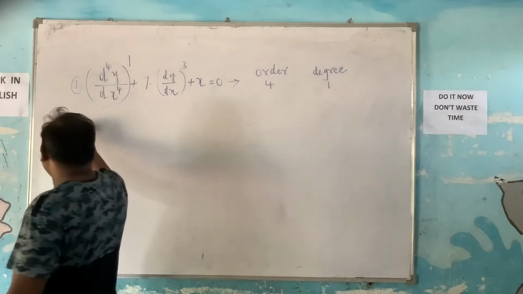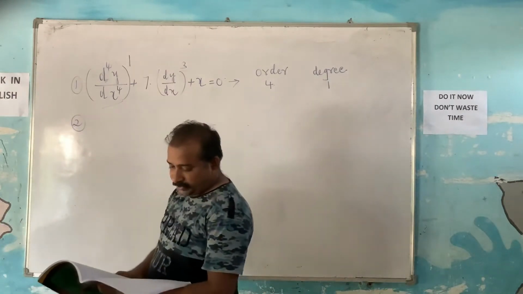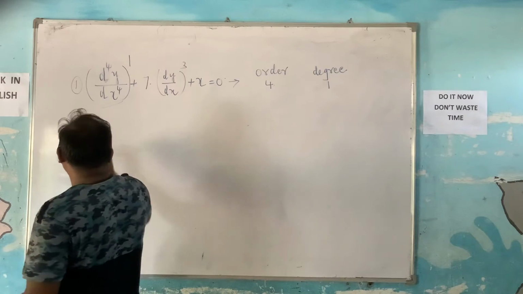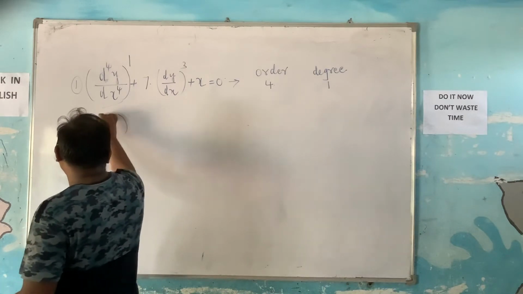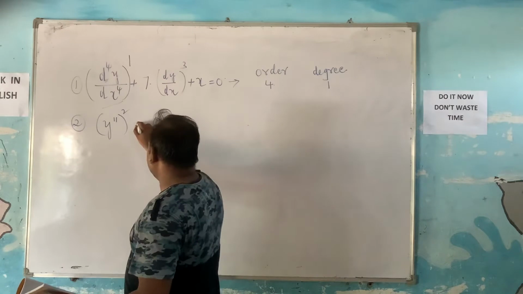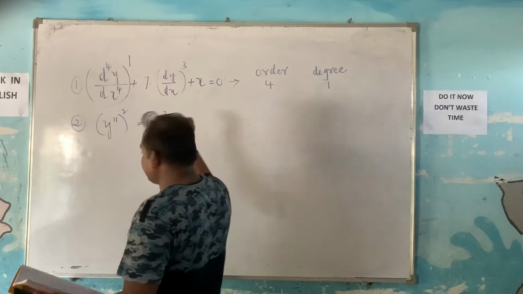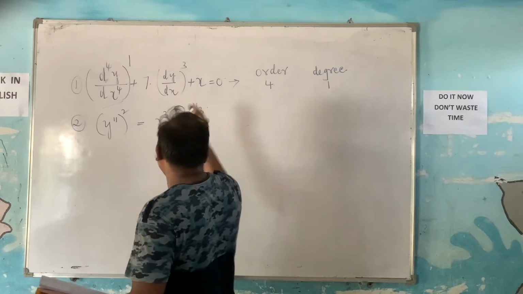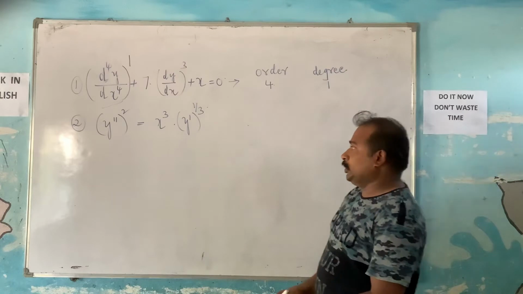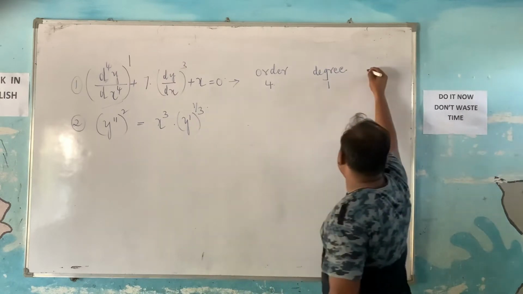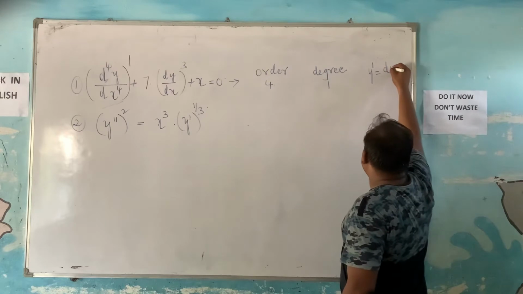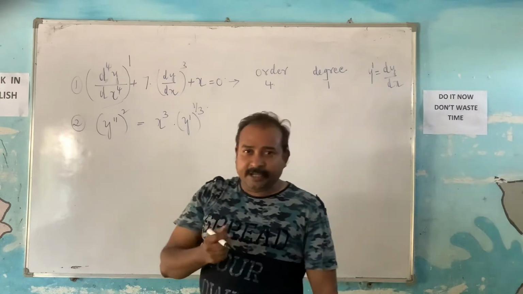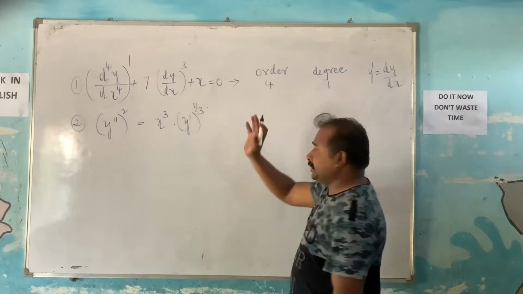One more example. Write up one more example. Here the example they have given is (y double dash) whole square equal to x cube into (y dash) whole power 1 by 3. If they give it like this, don't get confused about y dash. Here y dash means nothing but dy by dx. Instead of writing dy by dx every time, I am simply writing y dash.